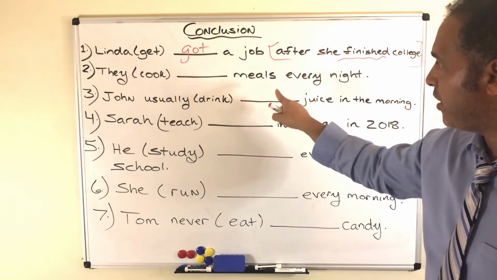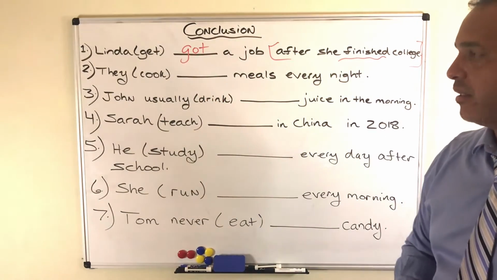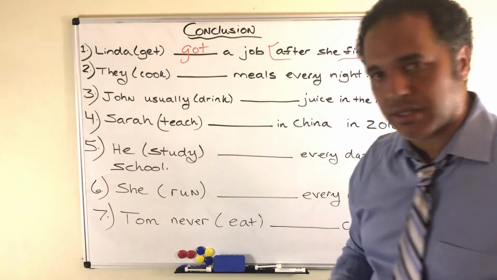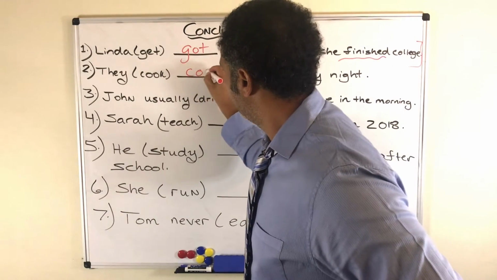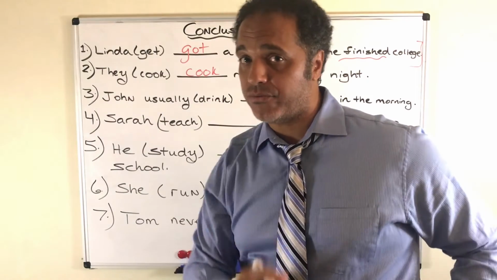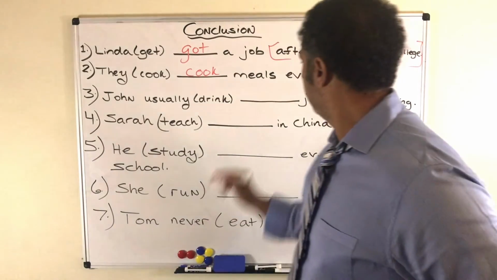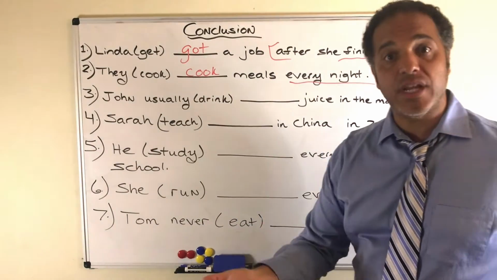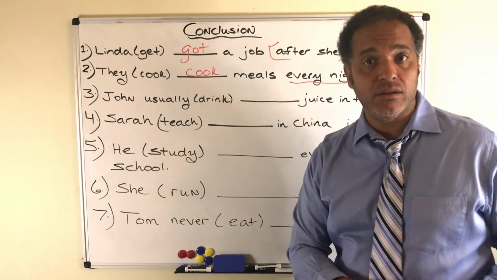They blank meals every night. This one should be present tense. Now, because the subject is they, we don't change the verb. You can leave it as is. Again, every night. Every night tells me that something is routine.